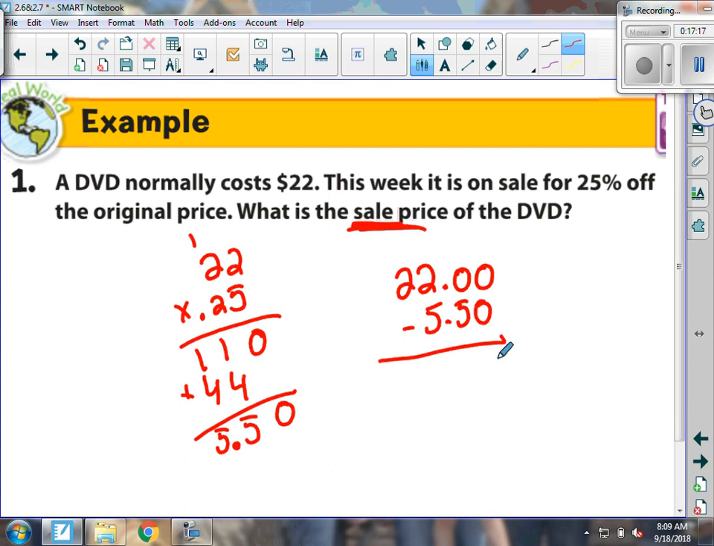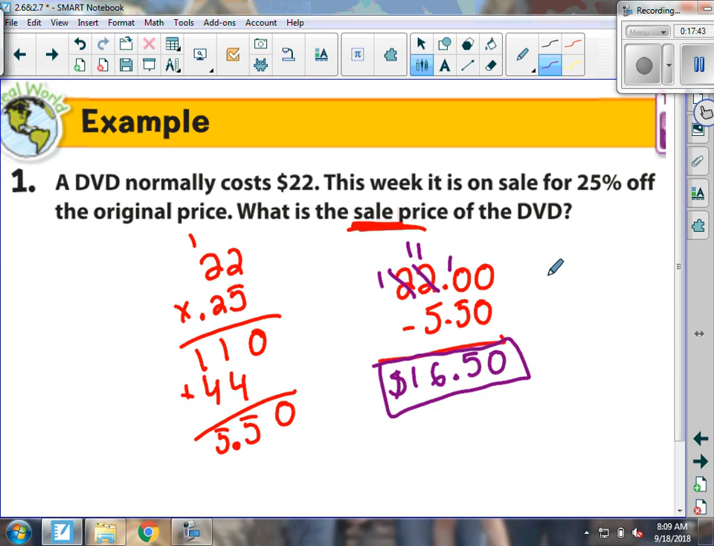Okay, 0 minus 0 is 0. Switch colors on me. I'm going to have to carry my 1. So 10 minus 5 is 5. I bring down my decimal to carry my 1 again. 11 minus 5 is 6. And then 1 minus nothing is 1. So my sale price is going to be $16.50.